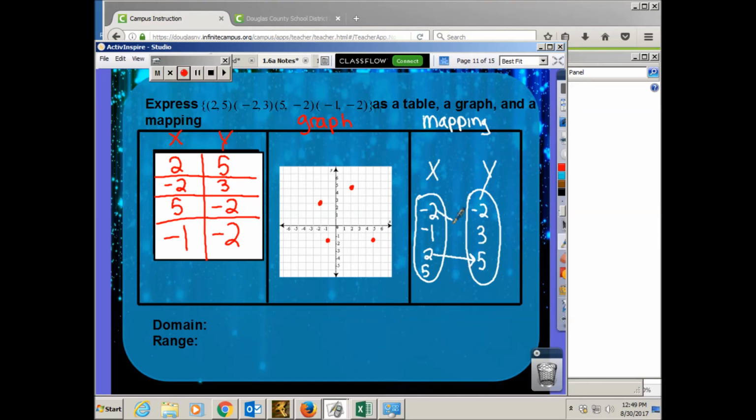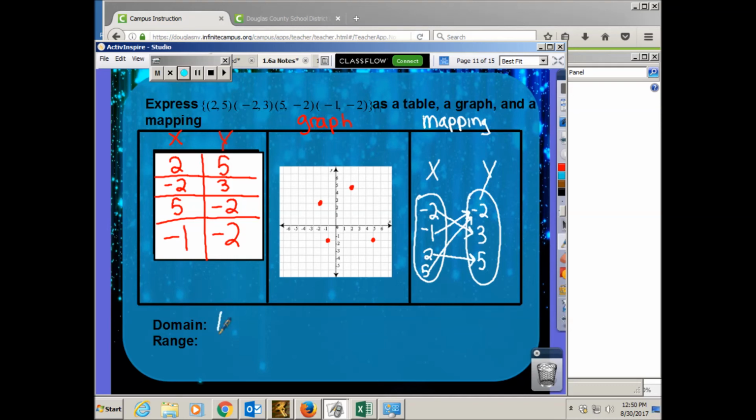-2 paired with 3. 5 paired with -2. And -1 paired with -2. So I basically have 4 x values. I can also call those elements.